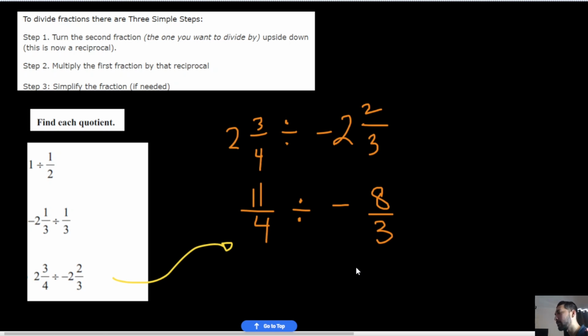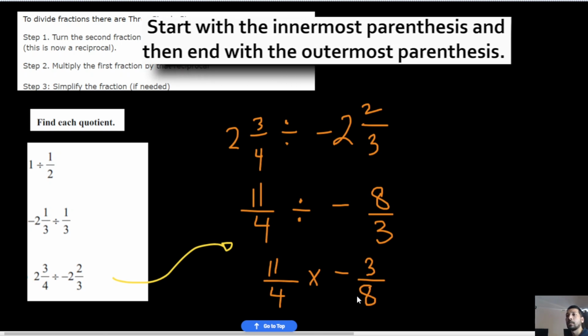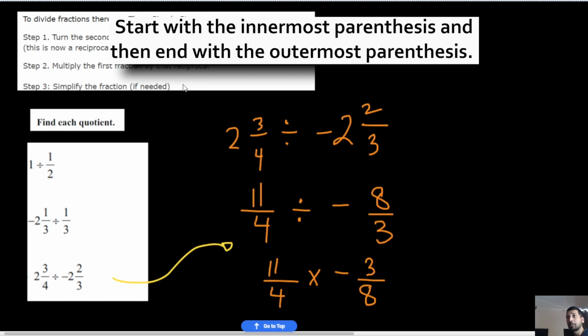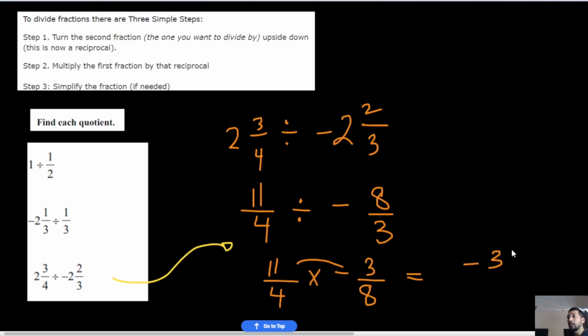Now we can apply the KCF rule. We have 11 over 4 times, flip this fraction, that would be negative 3 over 8. Now you can see that we cannot simplify the fraction from the top and the bottom. So that means we just follow the multiplication rule. Multiply the top numbers. 11 times negative 3, that is negative 33. And multiply the bottom numbers. 4 times 8, that is 32. So this is how we get the answer.